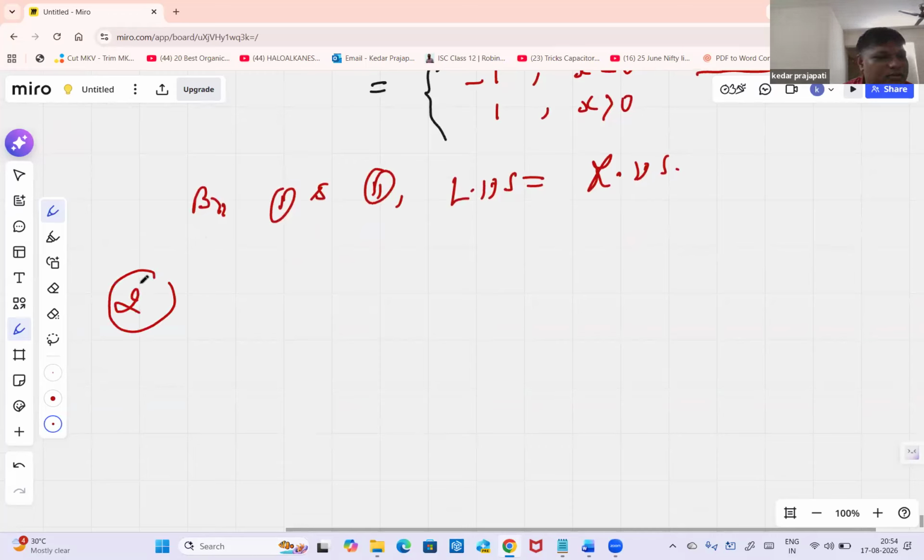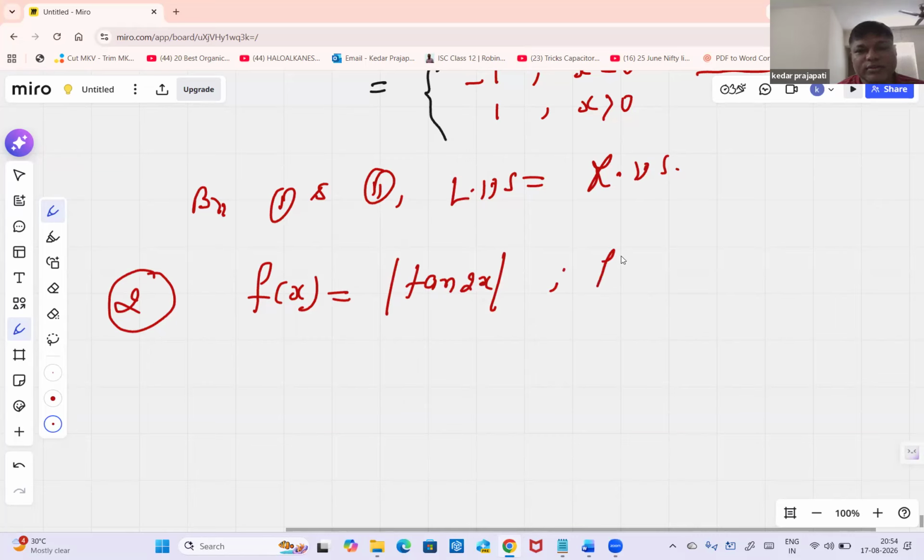Again, let me take one more example. They have given f(x) is equal to root of tan 2x. Then find the value of f dash x at x equal to pi by 3.